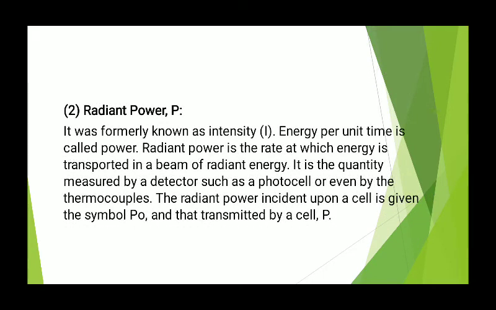Now the second one is radiant power. It was formerly known as intensity. Energy per unit time is called power. Radiant power is the rate at which energy is transported in the beam of radiant energy. It is the quantity measured by a detector such as a photocell or even a thermocouple. The radiant power incident upon a cell is given by the symbol P0, and that transmitted by the cell is denoted by the symbol P.